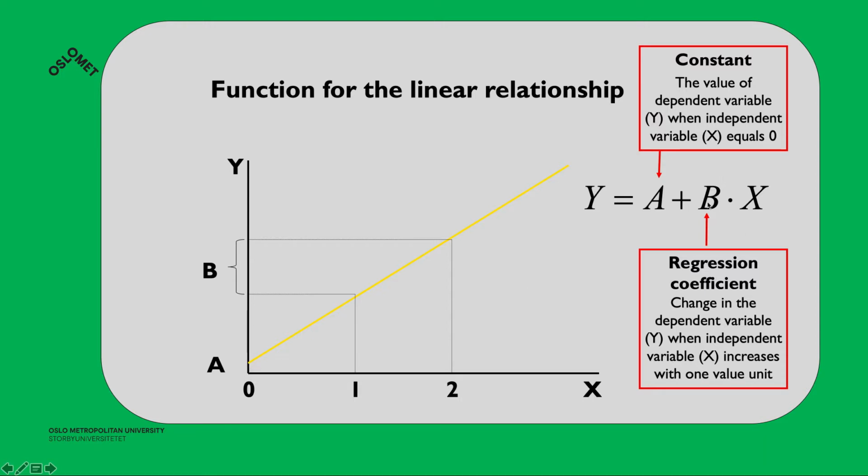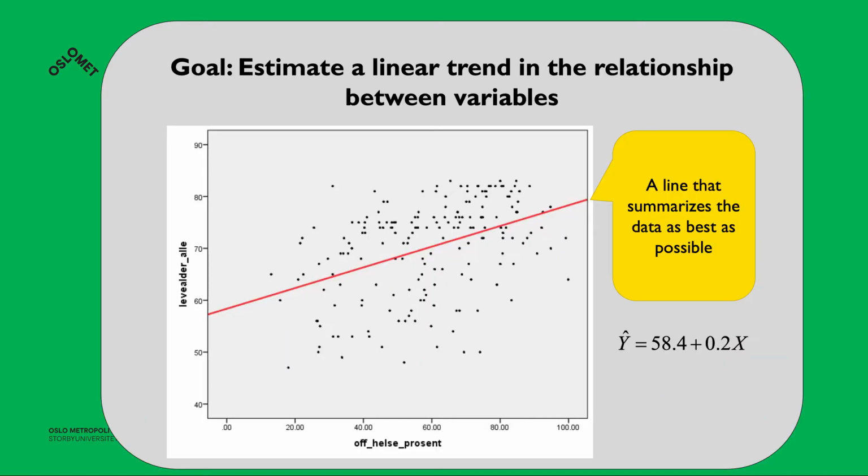And the b is the regression coefficient. That is the change in the dependent variable when the independent variable x increases with 1 value unit. So it shows you how much the dependent variable increases when the independent variable increases with 1 value unit. And our goal is really to estimate a linear trend in the relationship between variables, that is, get a line that summarizes the data as best as possible.